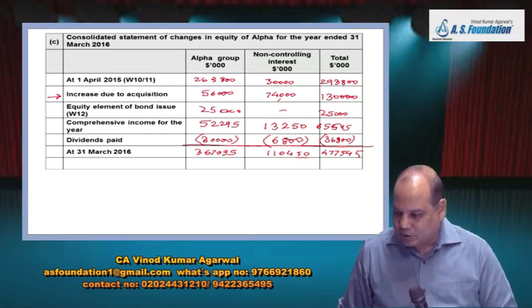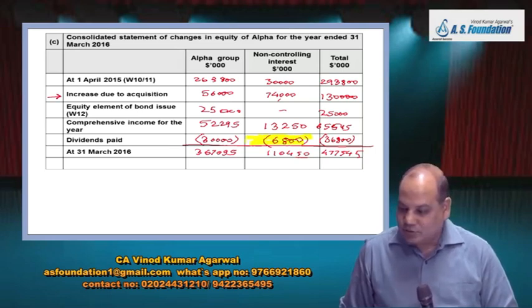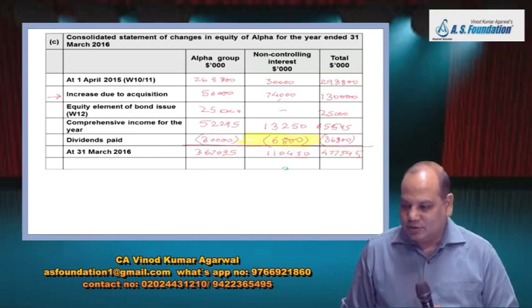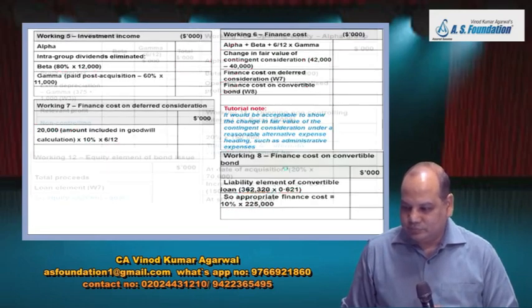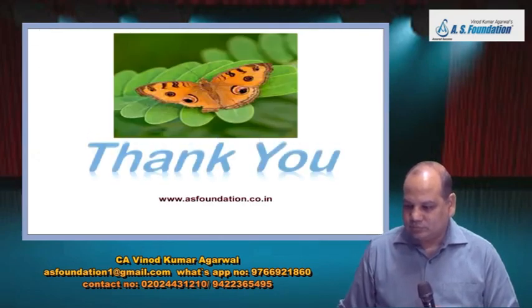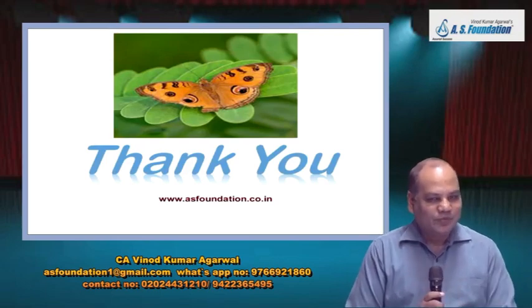When the subsidiary pays dividend, their net asset decreases. Is it right? So the NCI's share in the net asset will also decrease to that extent. Then is this answer over? Any query? This chapter is over.